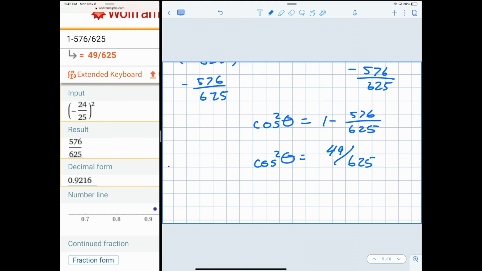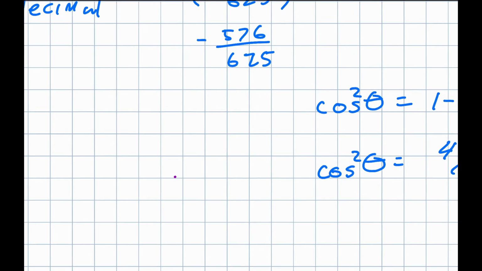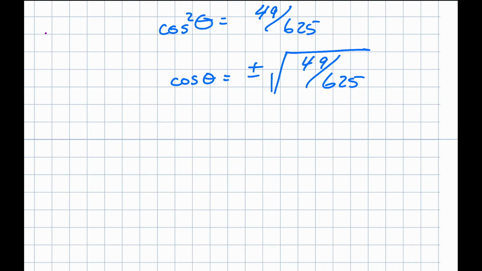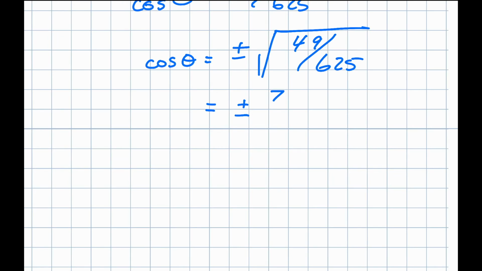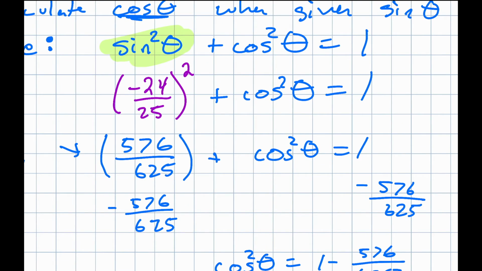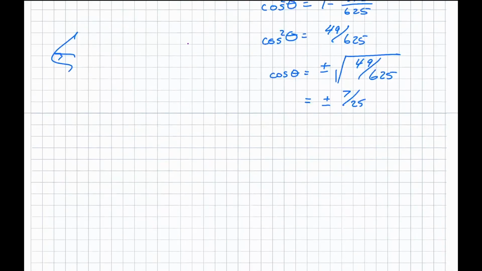And then here, you need to square root both sides. So you square root both sides, you get cosine theta is going to be plus or minus the square root of 49 over 625, which you do on a calculator as well and get an exact answer. I know that the square root of 49 is 7, and the square root of 625 is 25, which I remember only because I just did 25 squared to get 625. But you can use a calculator.